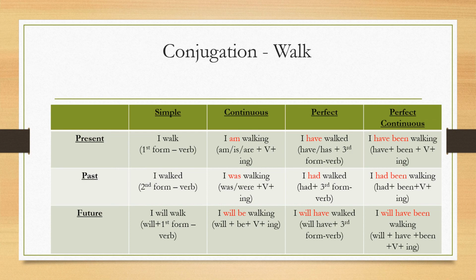Past perfect continuous, we need to add had plus been plus verb plus ing. Future perfect continuous has will plus have plus been plus verb plus ing. I will have been walking. In the present perfect continuous, we can also have has depending on the person we are talking about.